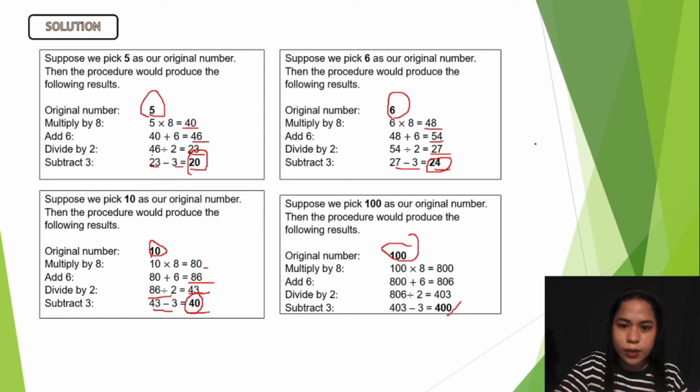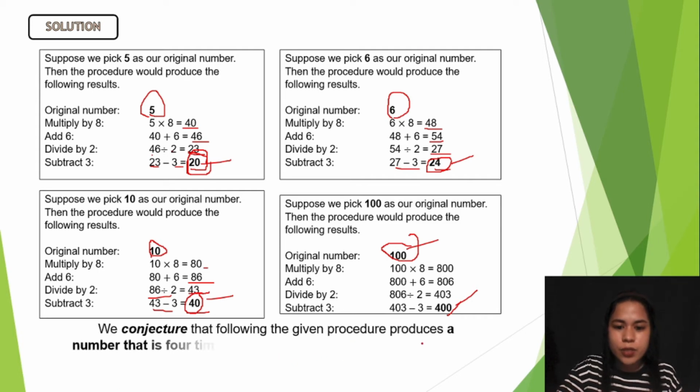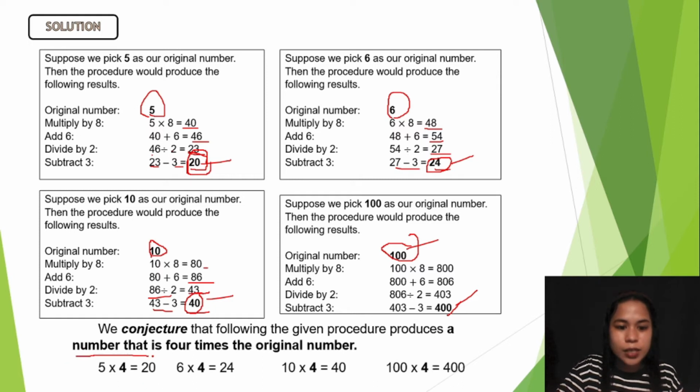So, what did you observe about the size of the original number and the size of the result? So, we have 5 and 20, 6 and 24, 10 and 40, 100 and 400. If we are going to observe them, the result is 4 times the original number. So 5 times 4 is 20, 6 times 4 is 24, 10 times 4 is 40, and 100 times 4 is 400. So we conjecture that following the given procedure, it produces a number that is 4 times the original number. So ito yung solution natin. So meaning, a number that is 4 times the original number.